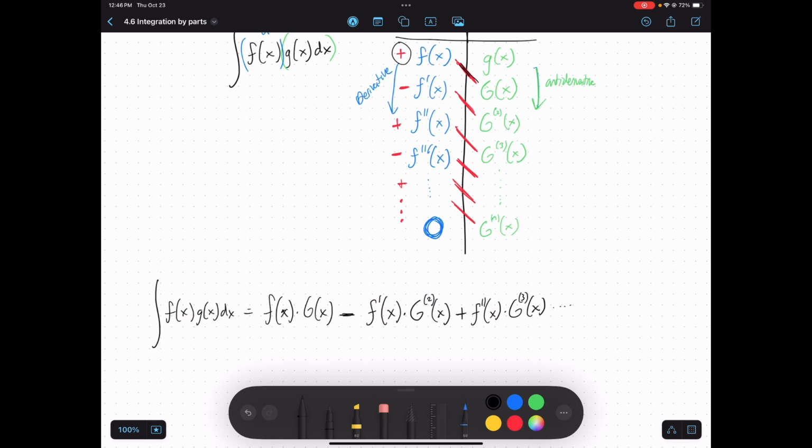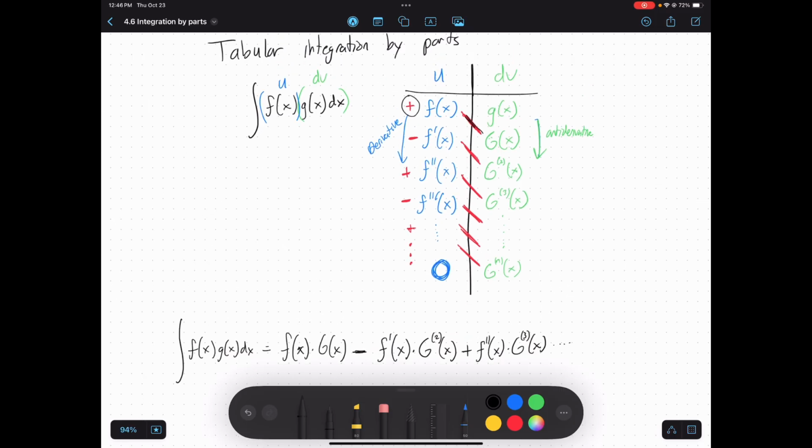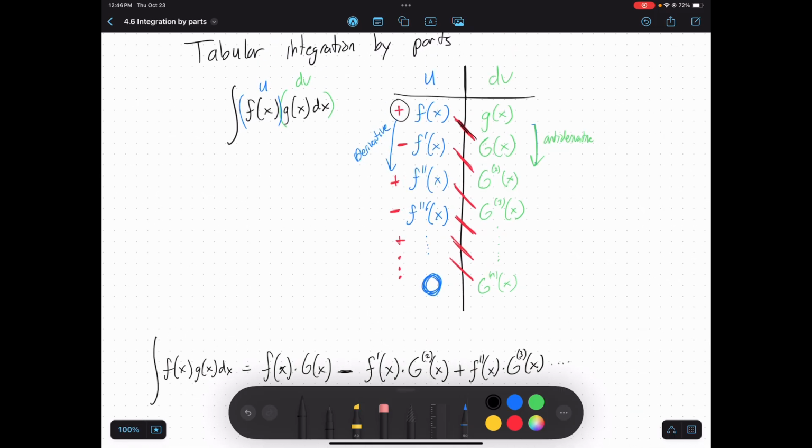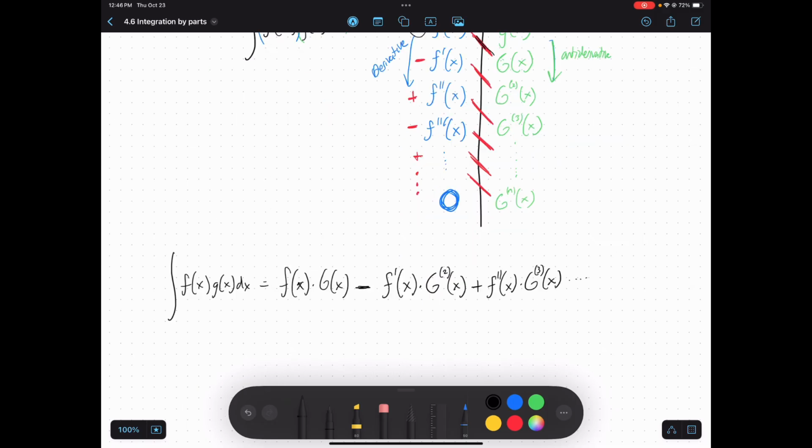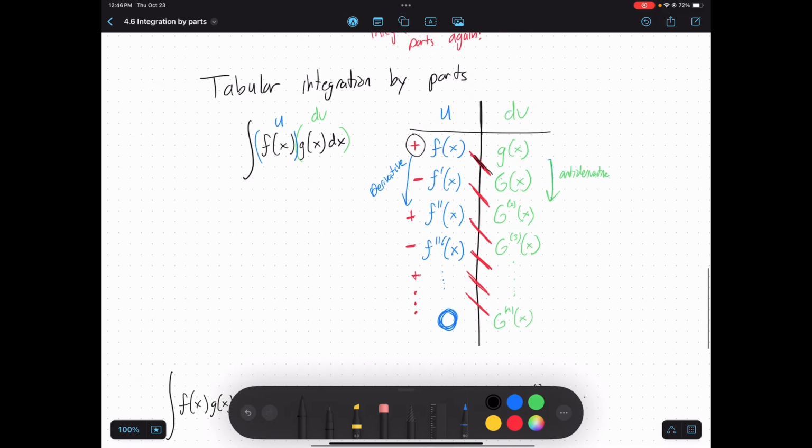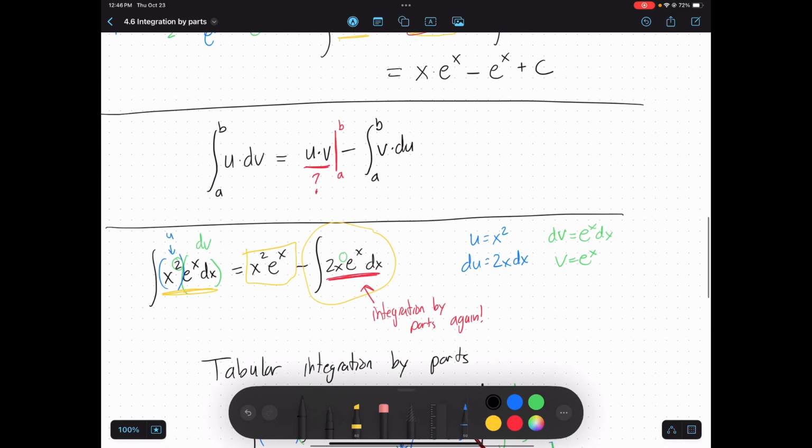So not too complicated. It's long. It'll be long and not very fun to do, but if I have this method of tabular integration by parts, it makes it a lot easier than trying to just do it all by hand. We'll go through one of these in the examples video. We'll also go through an example of a definite integral just to help you out with that.